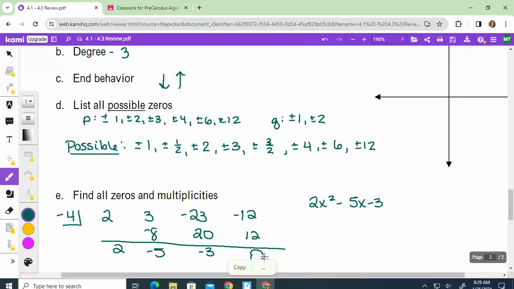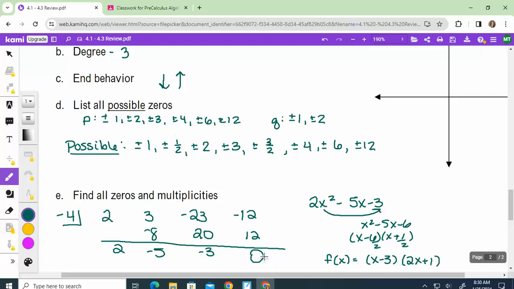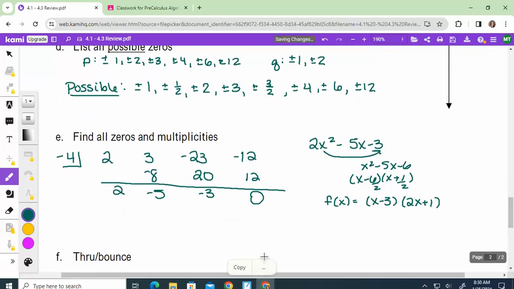So now what? I'll need to try factoring that out. So we get x minus 3, 2x plus 1. What else would be in there? x plus 4.